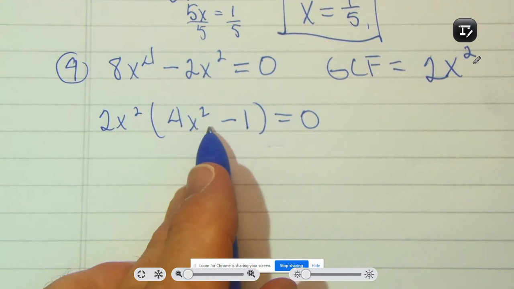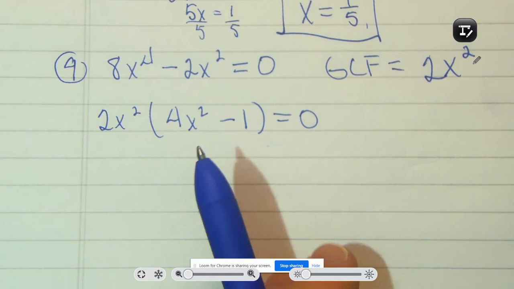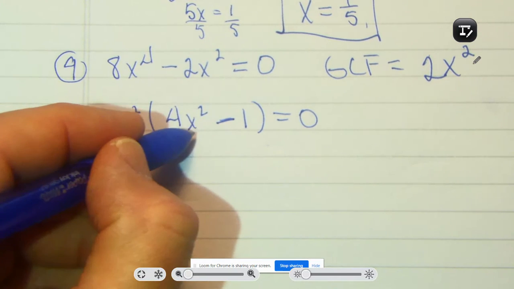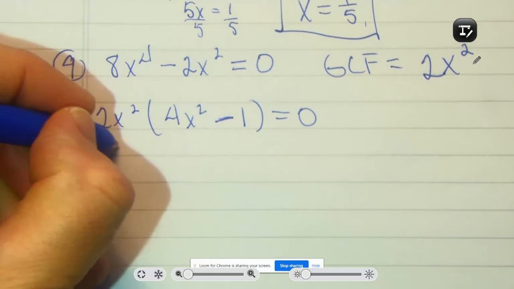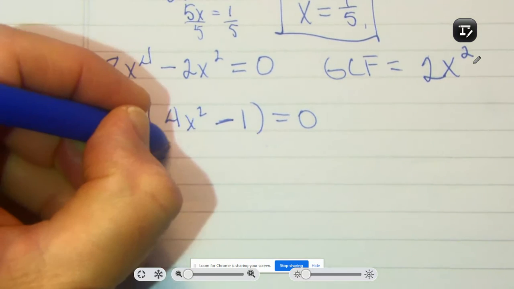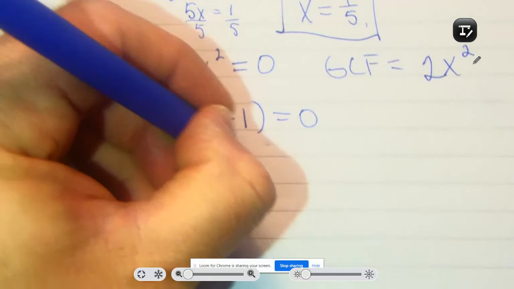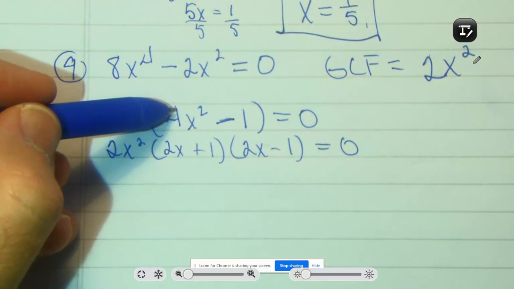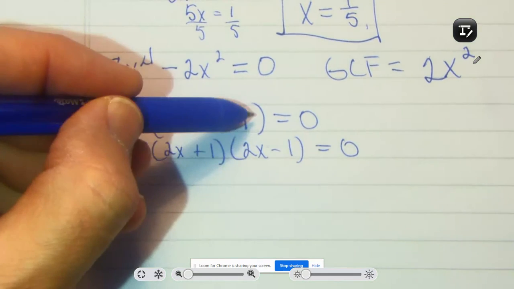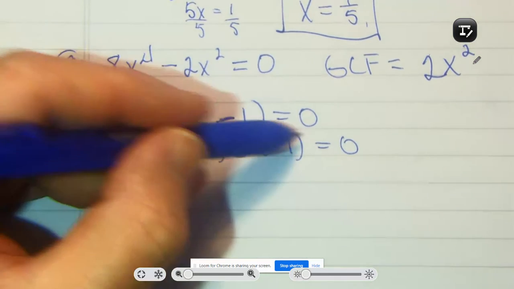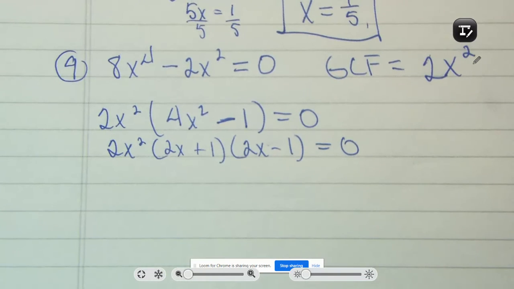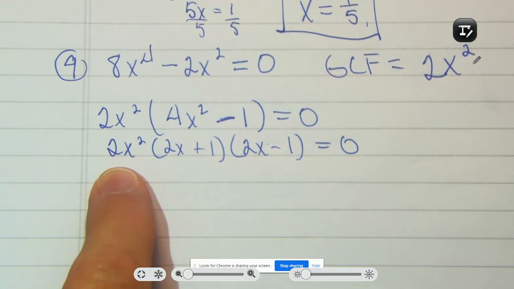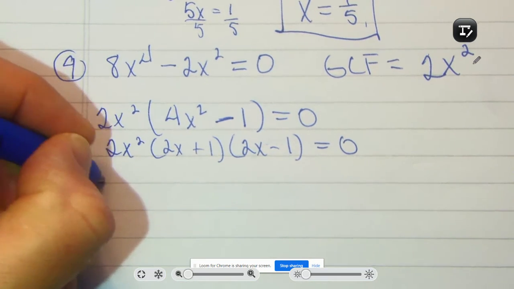Now, anytime I have a binomial, I want to inspect it to see, is it a difference of squares? I've got a difference. Square root of 4 is 2. Square root of x squared is x. Square root of 1 is 1. So, yeah, that's a difference of squares. And it'll factor this way. It'll be 2x plus 1 times 2x minus 1 equals 0. Because I just took the square root of 4x squared, which is 2x. The square root of 1, which is 1. And did that both times. One will be plus, the other be minus. Difference of squares factored. So, I've got now 1, 2, 3 factors to set equal to 0.